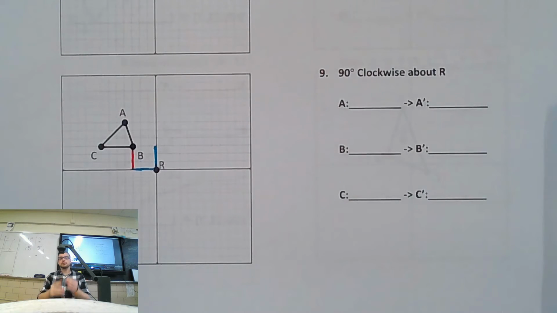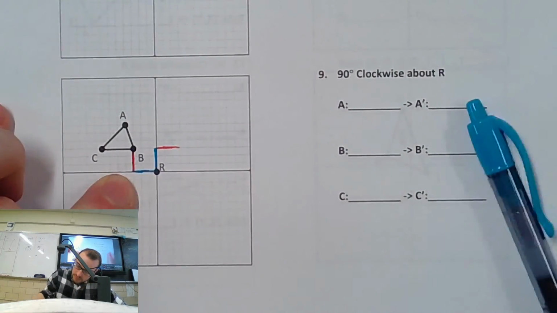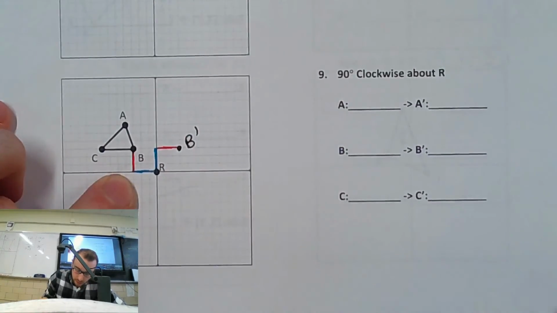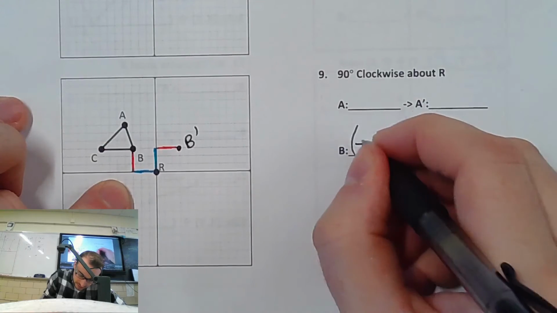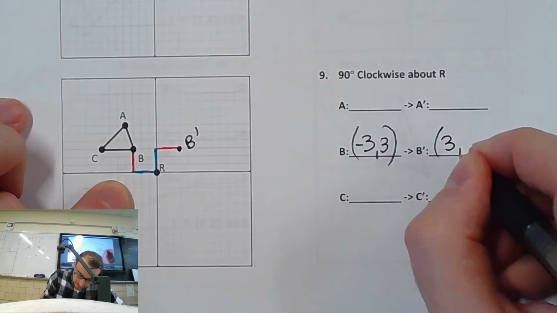Look at the red line. It's pointing up. I'm going to go clockwise. Clockwise for you guys is this direction. So I was pointing up, and now I'm pointing to the what? To the right. So that red line, 3 in length, is now going to point to the right 3. And there's B prime. Let's write down our coordinates. Regular B was negative 3, 3. B prime is 3, 3.